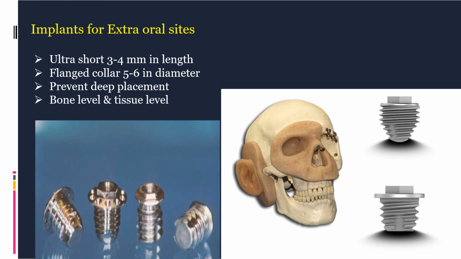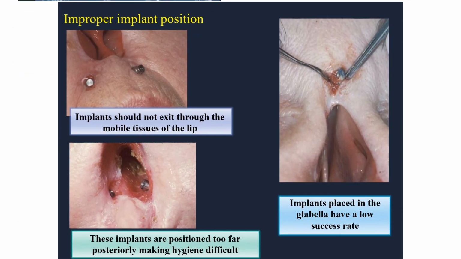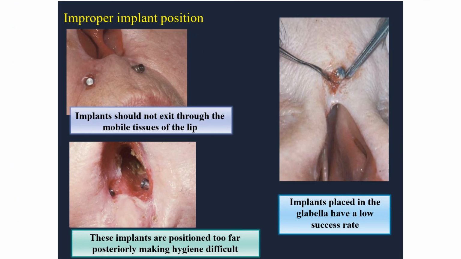The majority of manufacturers make both bone level and tissue level implants. It is worth mentioning that implants should not exit through the mobile tissues of the lip. Also, these implants should not be positioned too far posteriorly, making hygiene difficult. Furthermore, implants placed in the glabella have shown a low success rate.